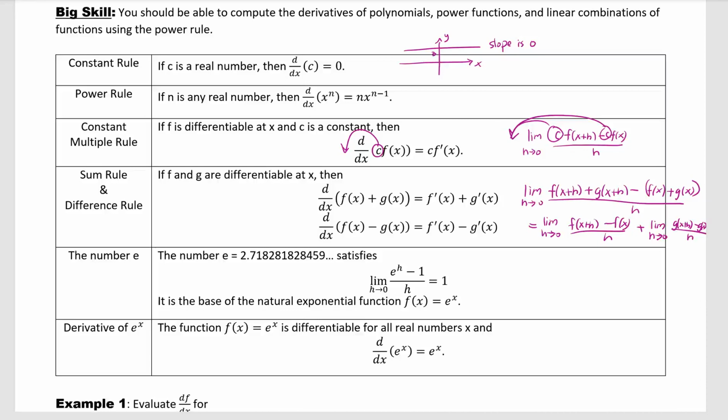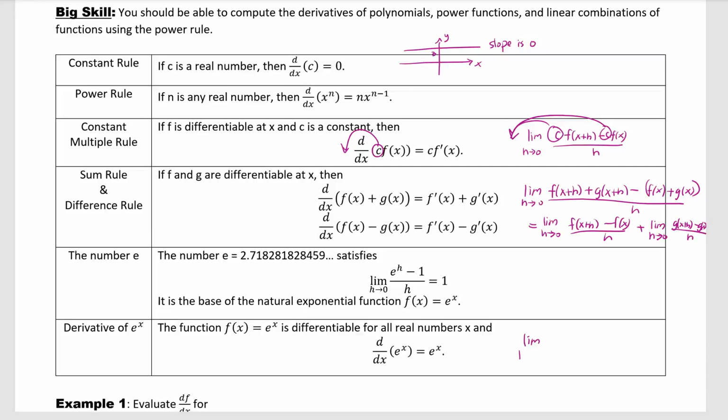The number e. So we know e satisfies that the limit as h goes to 0 of e to the h minus 1 over h equals 1. So this is the property of e, okay? It is the base of the natural exponential function, e to the x. And what is the derivative of e to the x?